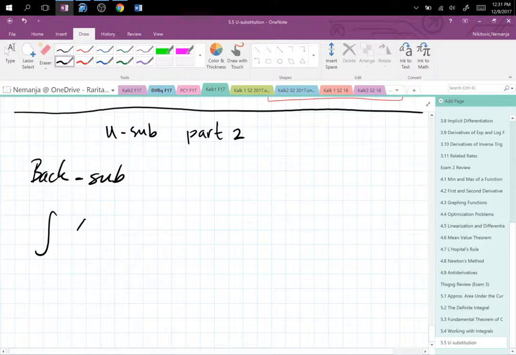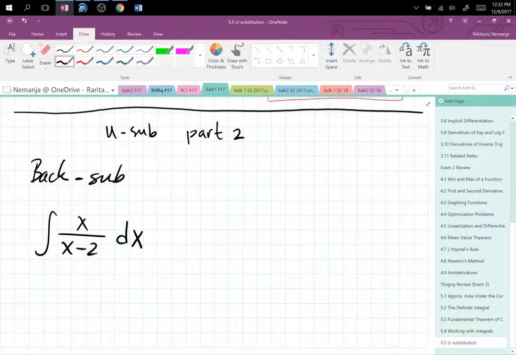So, integral of x over x minus 2 dx. It is very important to see that this integral does not have a function-derivative pair. The derivative of x is 1. There is no x squared to produce any of the x's, right? So this seems as if it is not a substitution problem at all. But in some cases, we can force a little bit and it works.